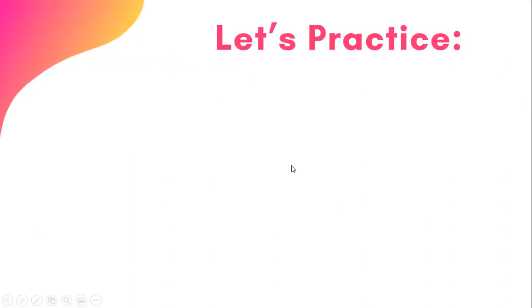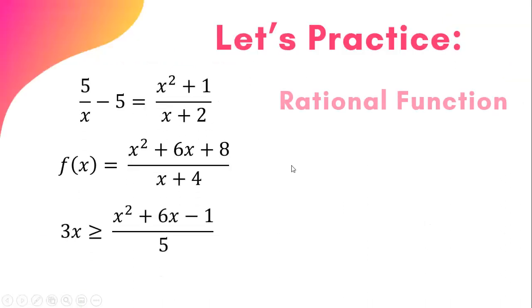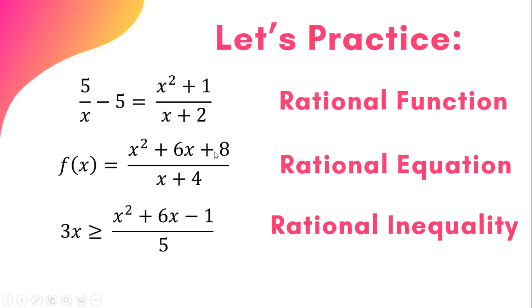So let's try practicing. I have here three expressions. Now, how will you classify the first, the second, and the third? Which one do you think is the rational function? You're correct. The second example is a rational function. Which one is the rational equation? And you're correct. The first one is a rational equation. And lastly, the rational inequality is the third one since it involves the greater than or equal to symbol, which is the inequality symbol. So we can now distinguish the difference among these three.